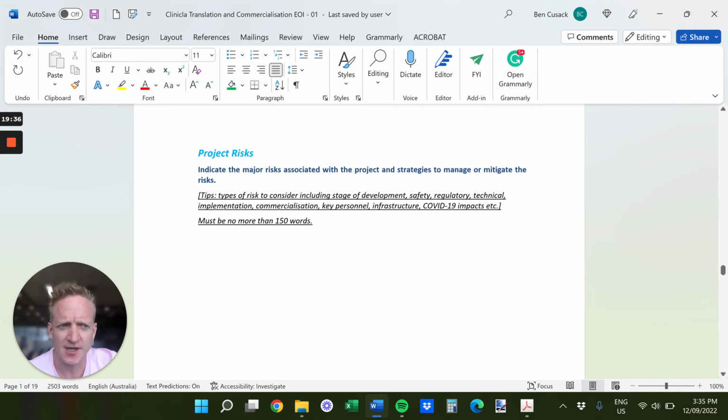What happens if there's another COVID or a pandemic? What if there's supply issues? And then there's always a committee. There's always a management plan. There's always project reference groups and steering committees that can solve it.